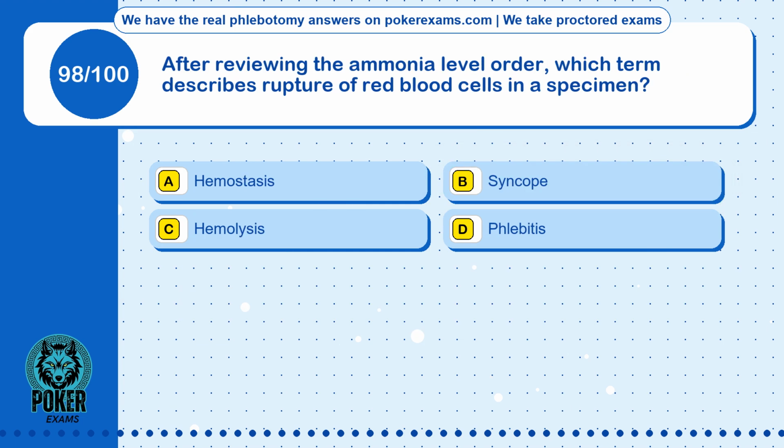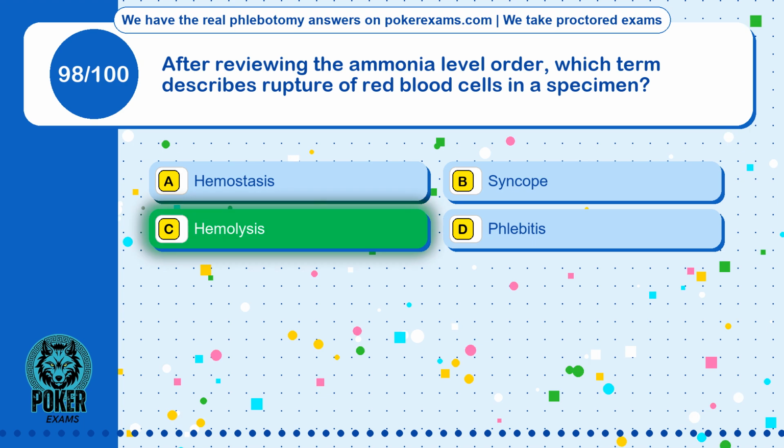Question 98. After reviewing the ammonia level order, which term describes rupture of red blood cells in a specimen? Option A. Hemostasis. Option B. Syncope. Option C. Hemolysis. Option D. Phlebitis. The correct answer is option C. Hemolysis.